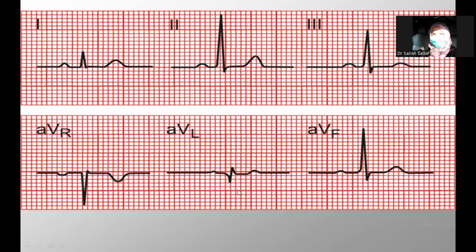Now AVL, L, left. So on the left we will have a positive deflection. Don't look at this ECG, this is not actual. So we will always have a positive deflection, an upward QRS complex. And again, AVF, F, foot, inferior. Inferior means positive deflection. So I hope everyone understood this.